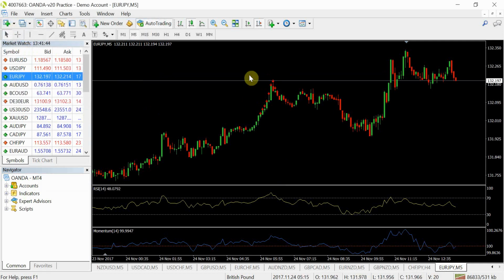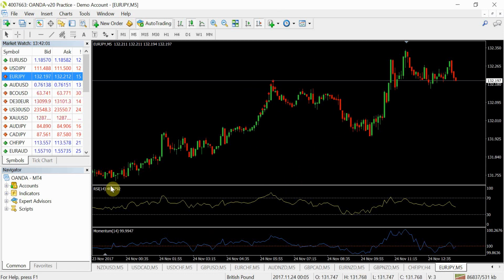So what it does, it gives you arrows, as you can see here, of sell signals where it's in overbought territory, and green buy signals where it's in oversold territory at the bottom. Now, that's what it does.